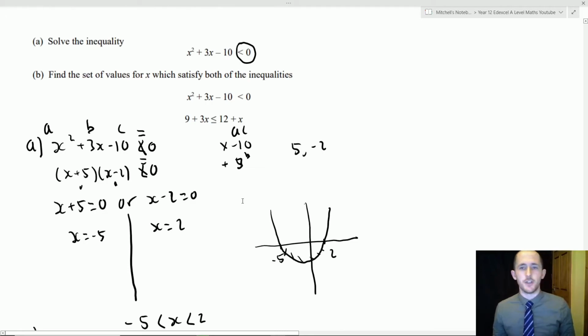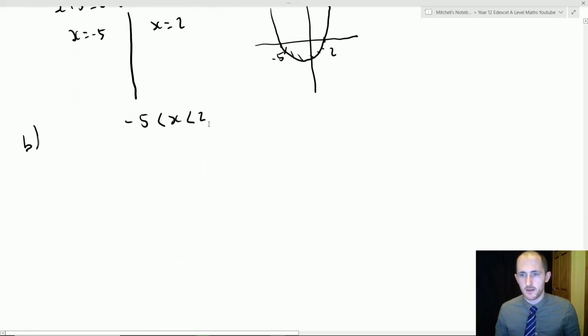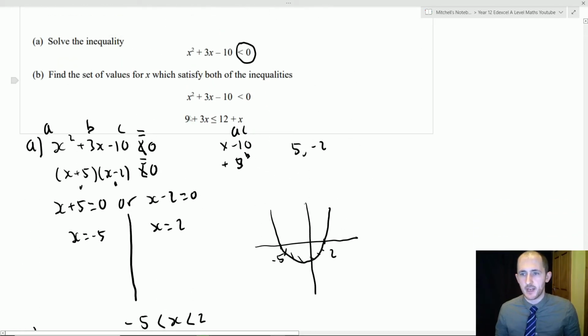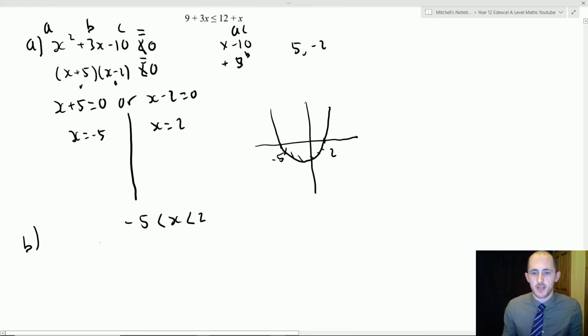Oh, I see. You can do that way, but it's not the way I do it. I prefer to do it this way. But again, if you have another way that you prefer, then you're more than welcome to do it. So for part B, it says find the set of values for x which satisfy both of the inequalities. So the one we've just solved now, so this one, and another inequality here, which is 9 plus 3x.